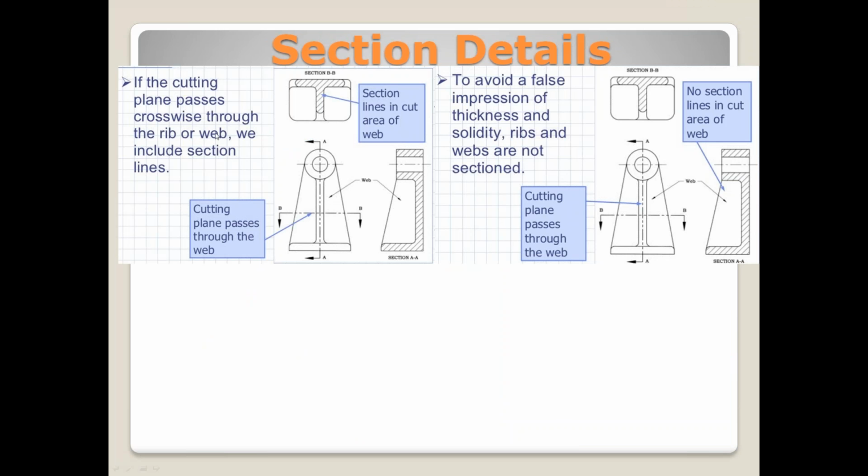Another good example: if the cutting plane passes crosswise through a rib or web, we include section lines. So we're going to include section lines here in the cut area, and we're also going to show the cutting plane passing through the web, and then you show this as typical. This is a section of this rib, and to avoid the false impression of thickness, the rib and the web are not sectioned. So when the cutting plane passes lengthwise through the web, you don't want to show any section line in the cut area.